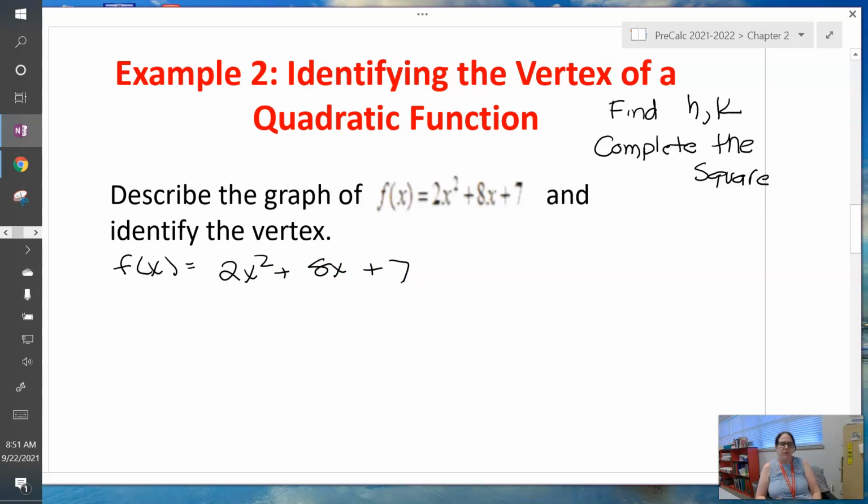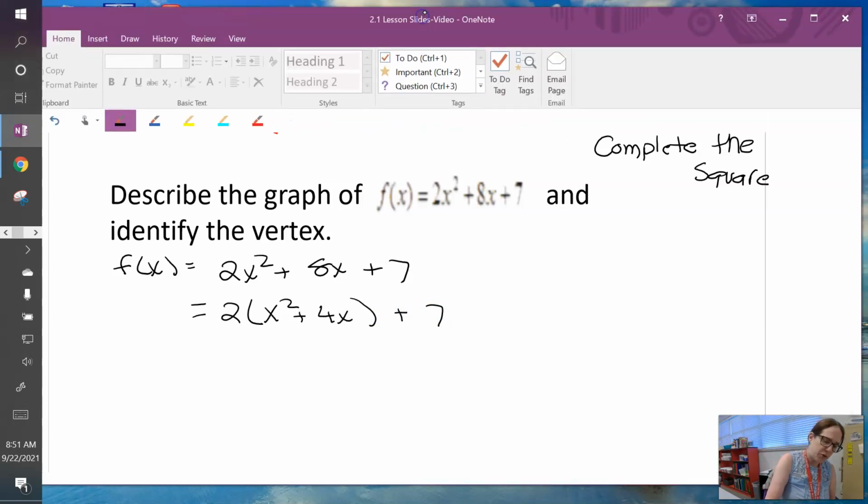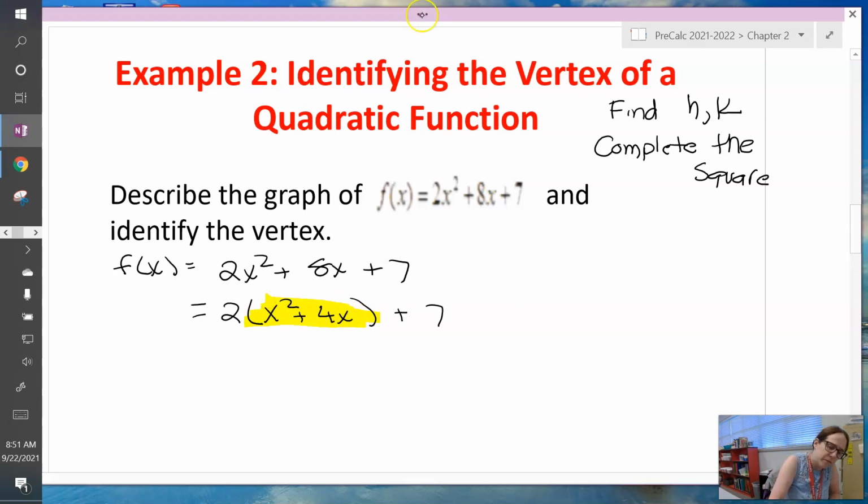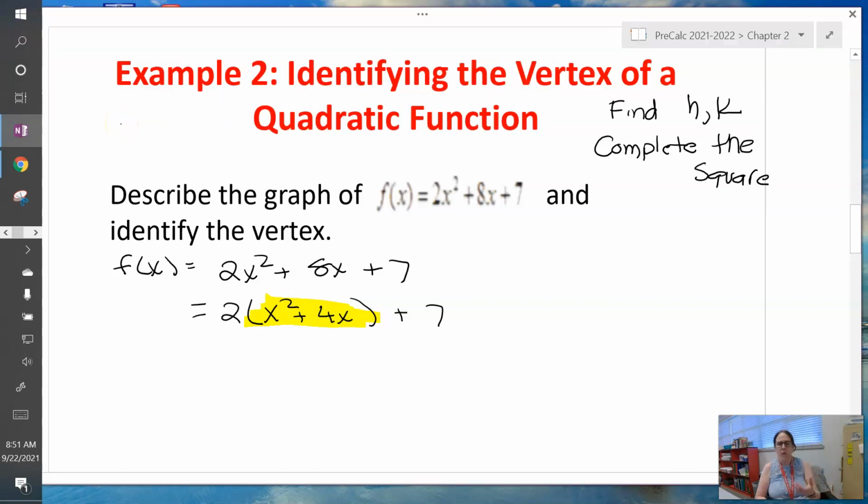And the first thing I'm going to do is pull the 2 out of just the front. So that becomes 2(x squared plus 4x) plus 7. And to complete the square, I want to make sure that this piece here is a perfect square. So now I need to figure out what I add into my shaded area to make that a perfect square. And we're going to start with identifying a, b, and c.